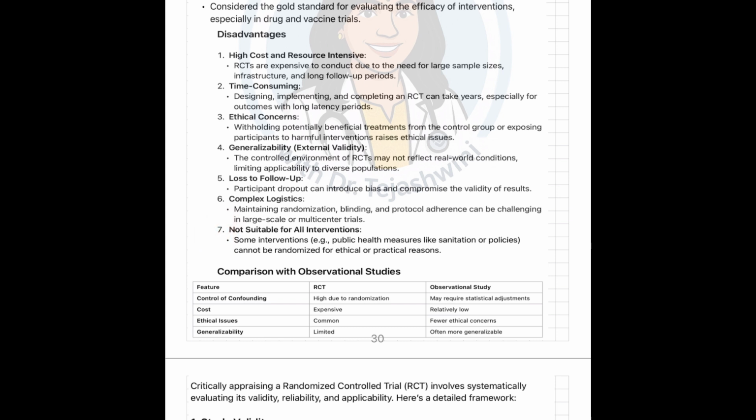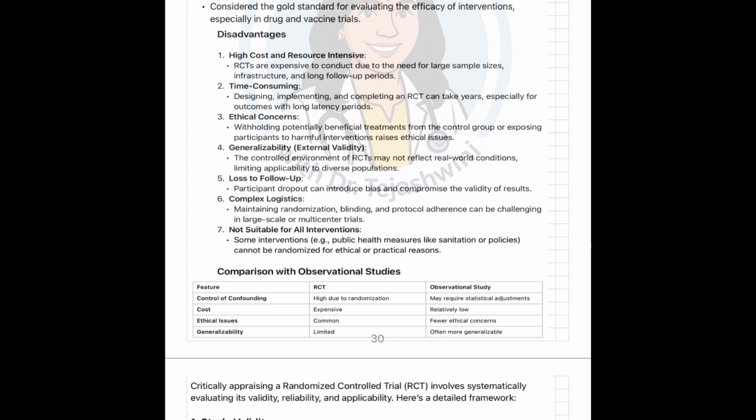Not suitable for all interventions. Some interventions, especially public health measures, like sanitation policies, cannot be randomized for ethical or practical reasons. This limits the applicability of RCTs for certain types of studies.